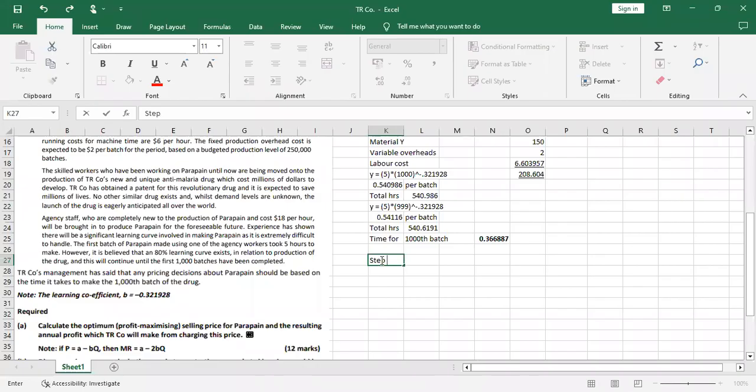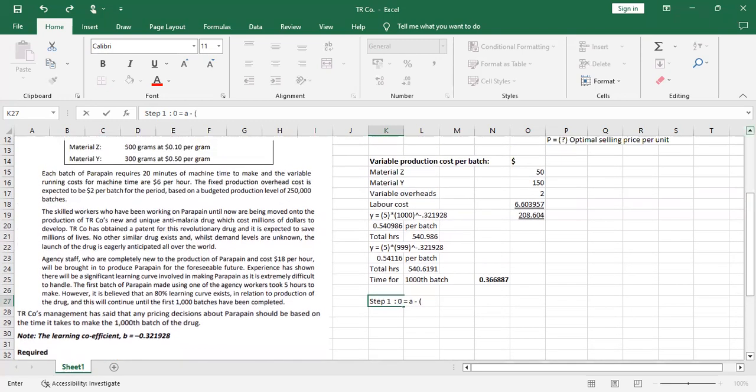Step one, current price. Now in the question, current price is not provided. I told you that if current price is not provided in the question, you will use zero, right? Current price is replaced by zero is equal to A. We are required to calculate A in step number one. A is the price where demand will be zero minus B. B is the change in price divided by change in demand.